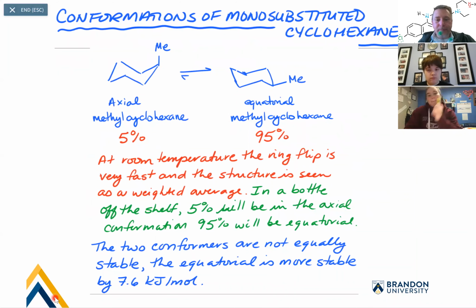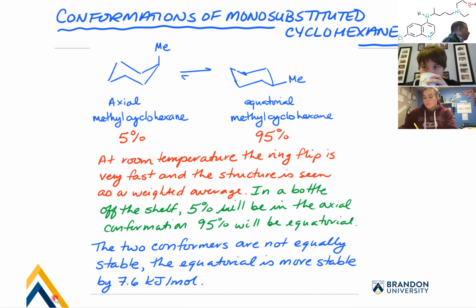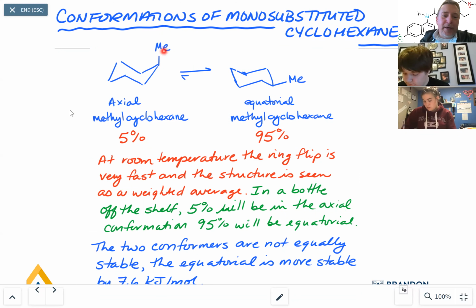Now, why is this important? This is important when you've got substituents on your ring system. Here we've basically got methyl cyclohexane, a methyl group on cyclohexane. When you have a bottle of this on the shelf, if you were to do an analysis of it at room temperature, you would find that 95% of the molecules in that bottle have an equatorial methyl group, whereas the remaining 5% have an axial methyl group.